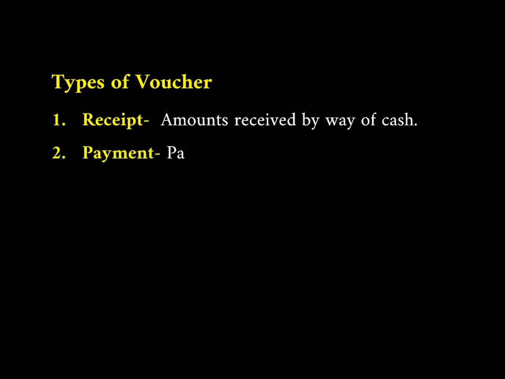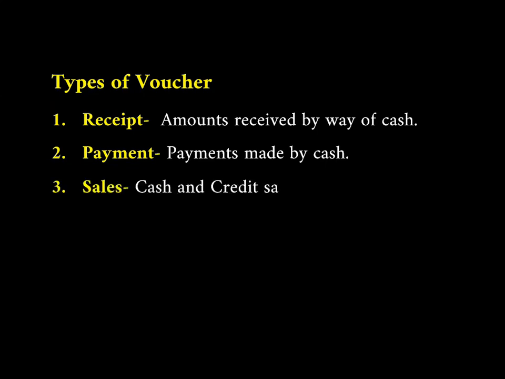You make a payment voucher when you make a payment for any goods. Payment made by cash. Whenever the cash goes out, you make a payment voucher. For example, if you paid salary, then salary account debit to cash, so here you select the payment voucher. Or if you paid house rent, then you make a payment voucher. So rent account debit to cash account, here cash goes out, so that time you make a payment voucher. The next voucher is sales voucher.